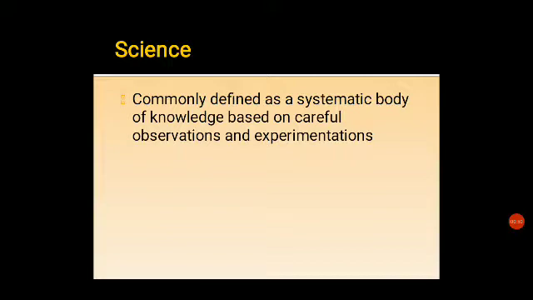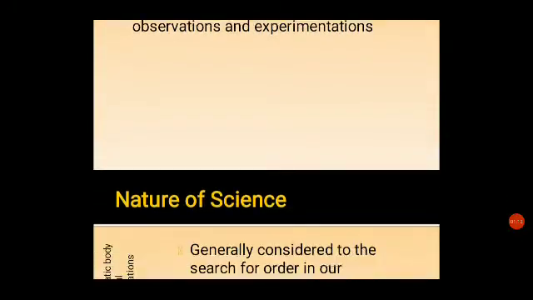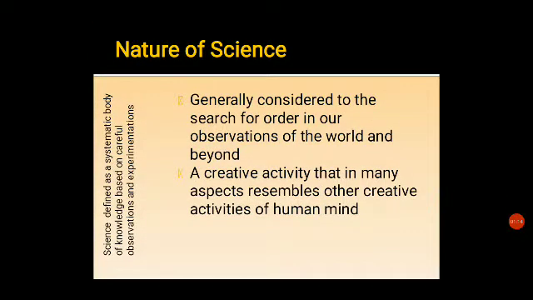So this definition of science is just an organized body of knowledge, and this body of knowledge comes from observations and experimentation. Experimentation can be done in the laboratory, or you can even do experiments using your mind. Thought experiments, just like what Einstein did. So, science basically, again, is a search for observations, and of course, science is a creative activity.